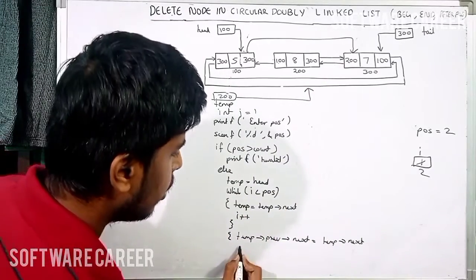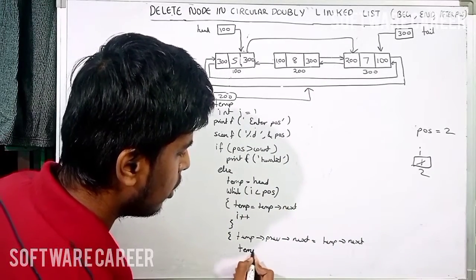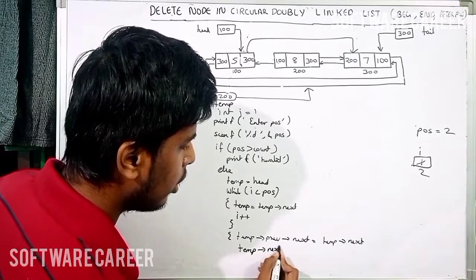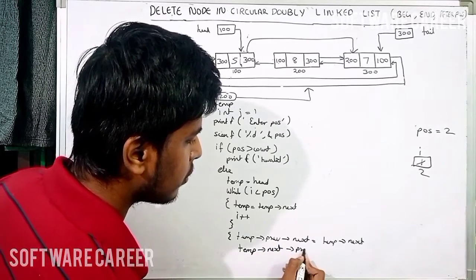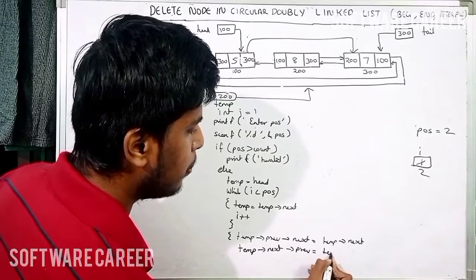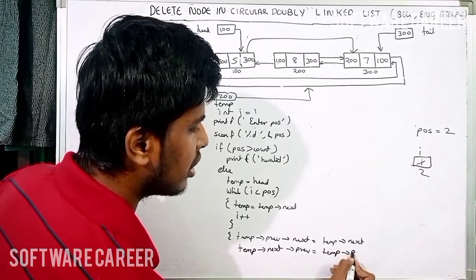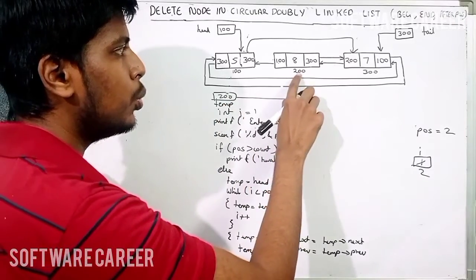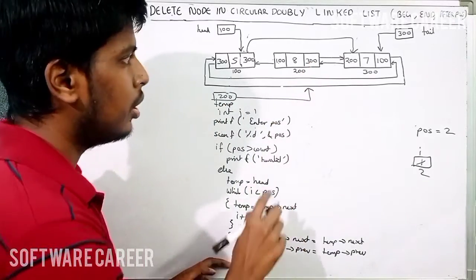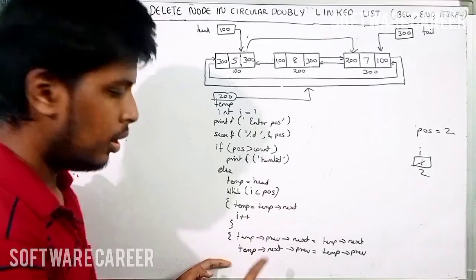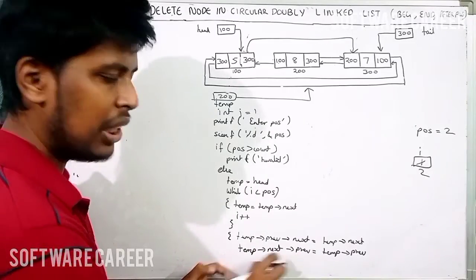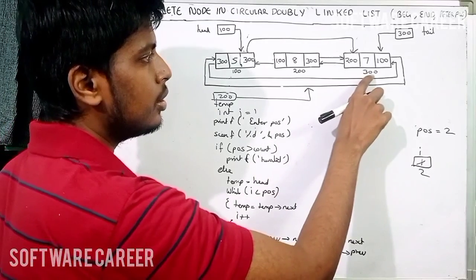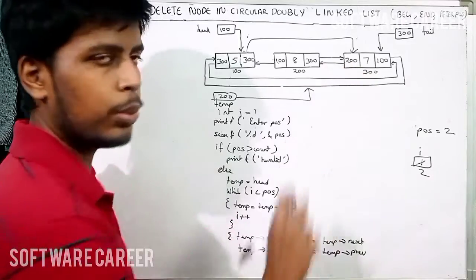See here, temp next previous equals to temp previous. Now see, temp next is what? Temp is 200. 200 next is this pointer, that is 300. Now 300 is previous. What is that? 300 is this thing. 300 previous is this pointer.